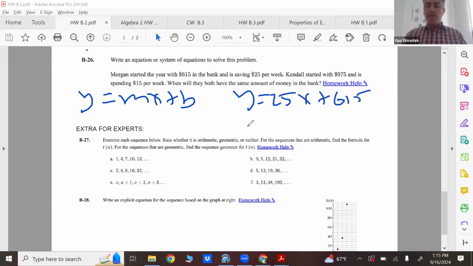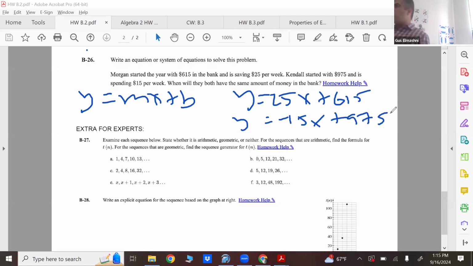How about Kendall? How do we make her equation? Yeah, she's spending money. Context, right? She's spending money, not saving. Plus 975. Ultimately, they have to meet up, right? Because one person's money is dwindling, another person's money is growing. When do they meet up? How do I find that? Good. So how do I find when they meet up? What do I do? I set them equal. That's it. Thank you, John.